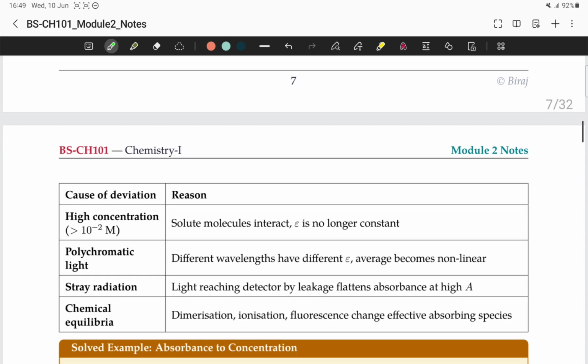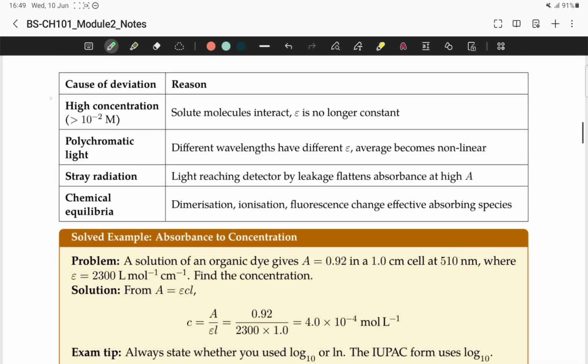Whatever comes in our life, everything has a limitation. So can we use this formula for any solution? Actually, no. The law fails under certain conditions. If the ideal conditions are not there, this law will definitely fail. Firstly, high concentration: if the concentration is greater than 10 to the power minus 2 M, solute molecules interact and epsilon is no longer constant.